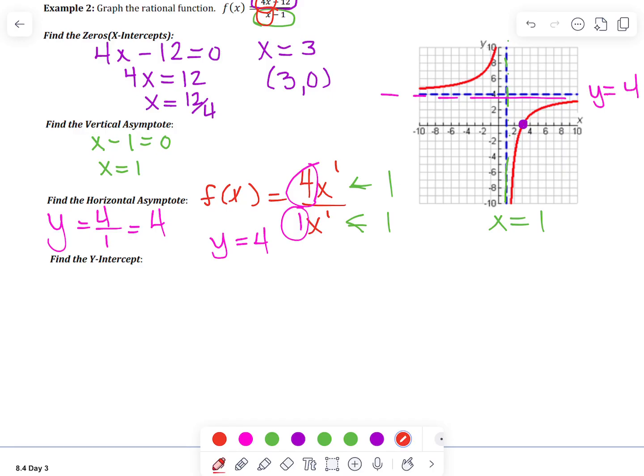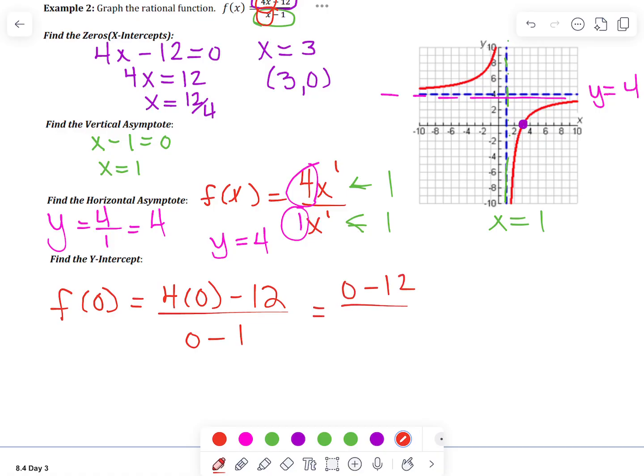Last is to find the y-intercept. We evaluate the function for 0. And then we simplify 0 minus 12 over 0 minus 1. -12 divided by -1 is positive 12. So we have a y-intercept of 0, 12, so up here.